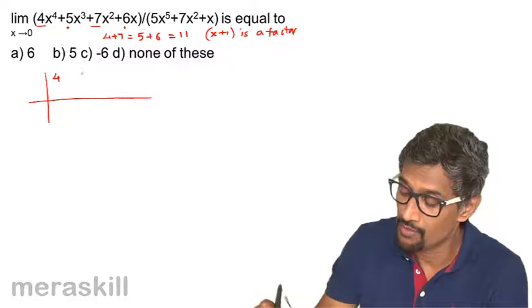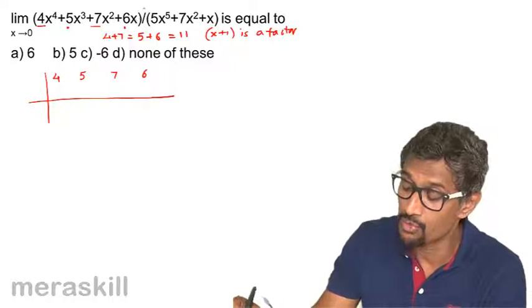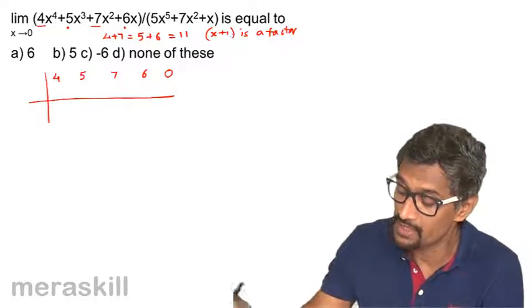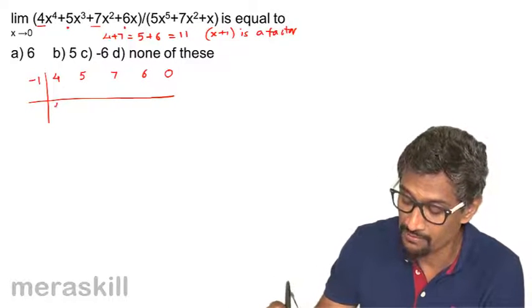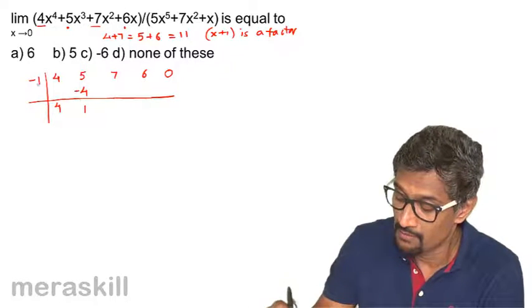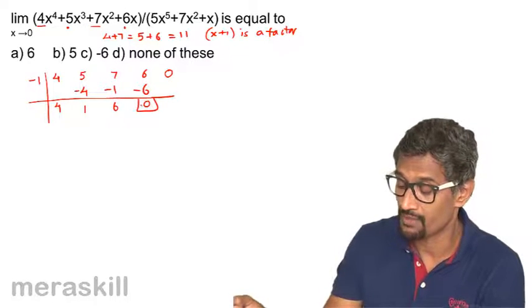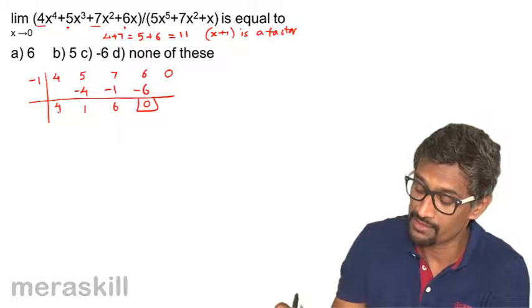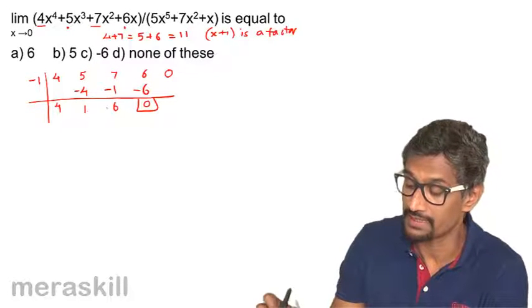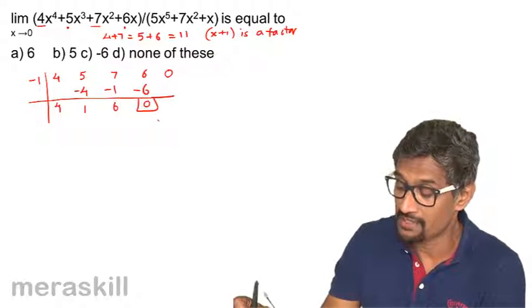So we have 4, 5, 7, 6, and there is one more term, a constant term, which is missing, so we need to put a 0. And since x plus 1 is a factor, you put in minus 1 here, so you get 4, minus 1 into 4 is minus 4, 5 minus 4 is 1, 1 into minus 1, 6 minus 6, and you get 0. That means the other factor is going to be 4x cube plus x square plus 6x. Hence we get it that way, which can be further factorized, and you can take out x common.